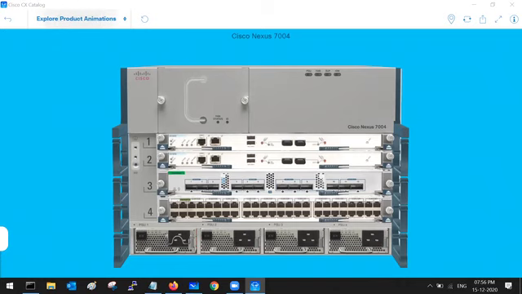Are you guys able to see my screen? I can see on the chat window, Ravi has said he's not able to see my screen. What about others? Are you guys able to see my screen? Yes, we can. All right, thanks. So it is only for Ravi.